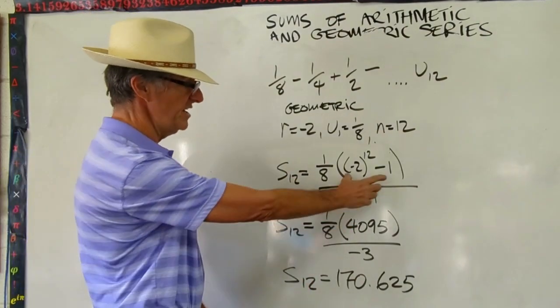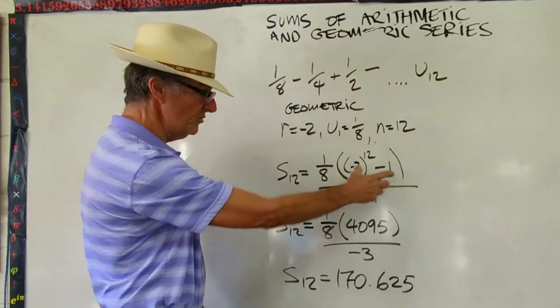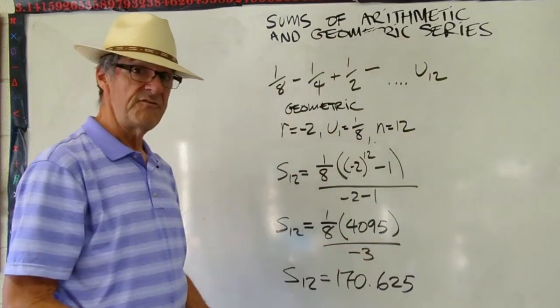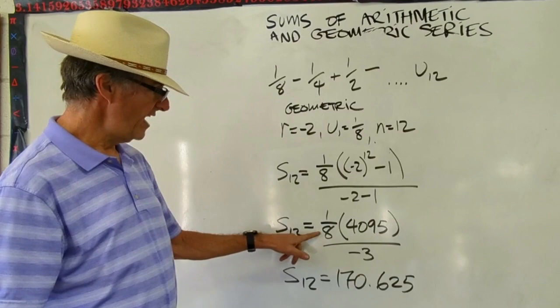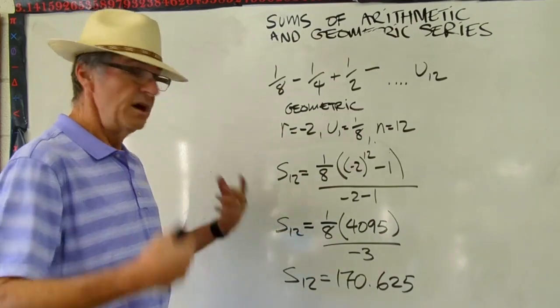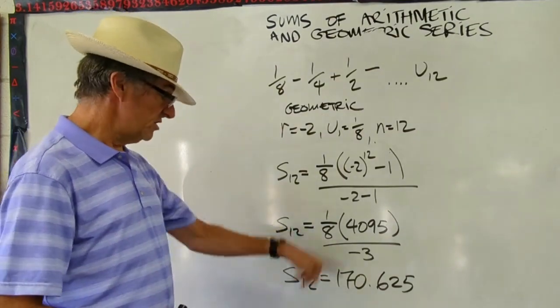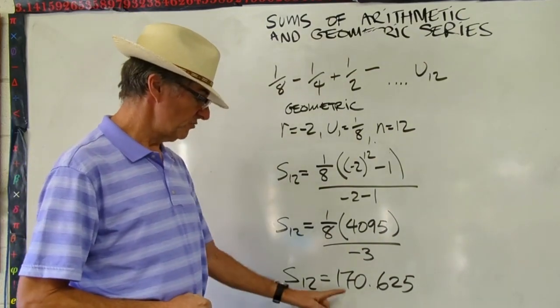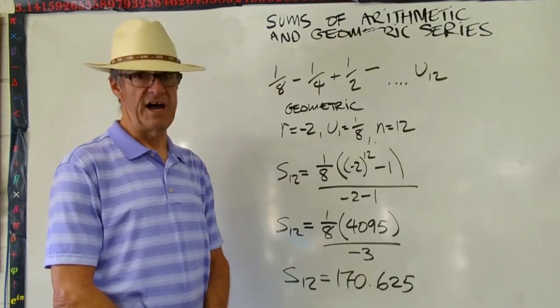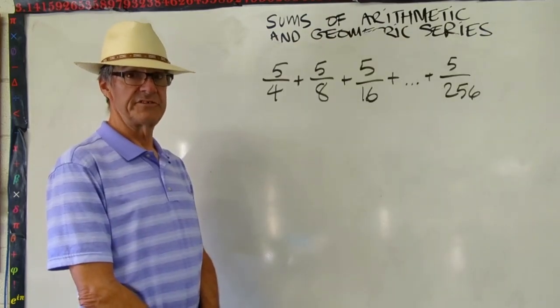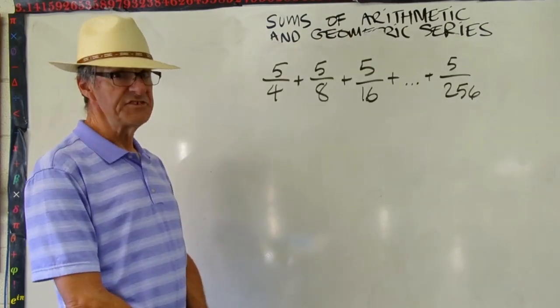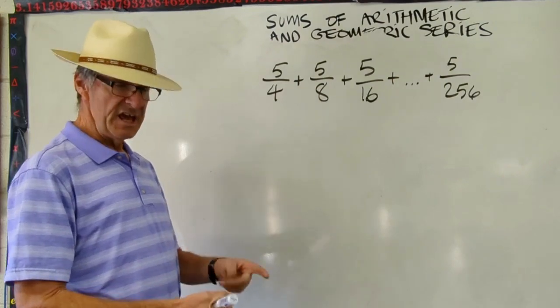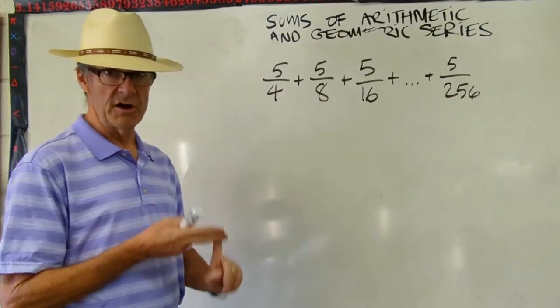So what I instead did was I crunched this parenthetical term. This gives me 4095, and then I have that times my 1/8 divided by negative 3. Get out my calculator, crunch these numbers. I get the sum of the first 12 terms of this series is 170.625.